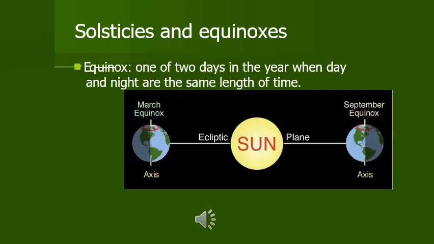Now we are going to learn about the equinoxes. What is meant by equinox here? One of 2 days in the year when day and night are the same length of time is called equinox. So when it comes to us, one is in March, the other one is in September. They will also be on the same line, that is called the ecliptic plane.